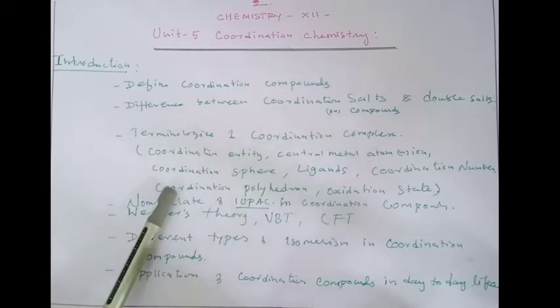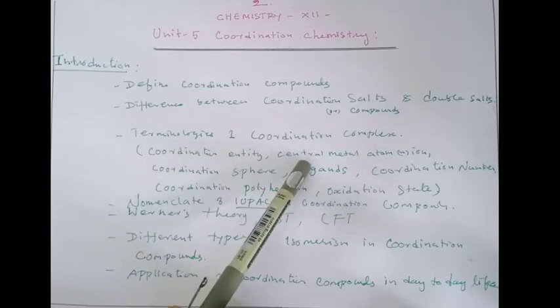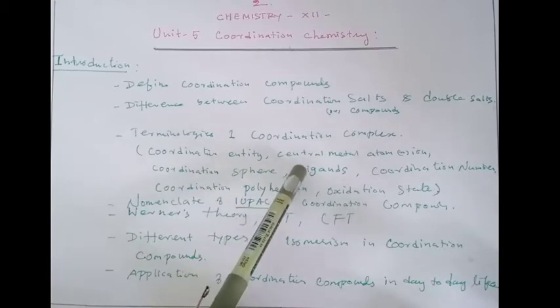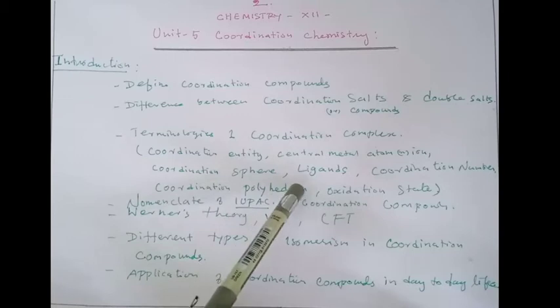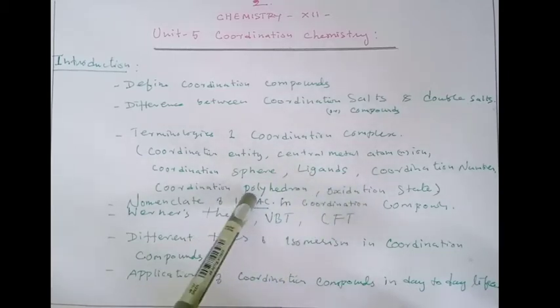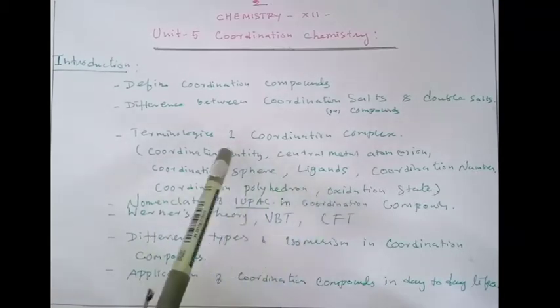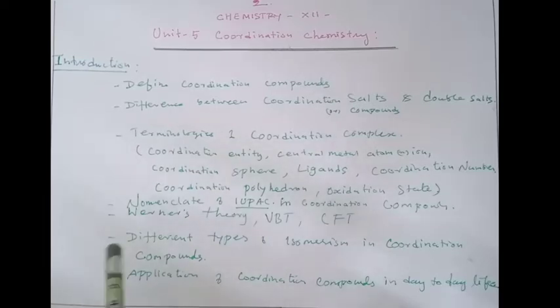double salt, terminologies of coordination complex, in that coordination entity, central metal atom or ion, coordination sphere, ligand, coordination number, coordination polyhedron, and oxidation state. These are the terminologies of coordination complex. And now nomenclature of IUPAC in coordination compounds.